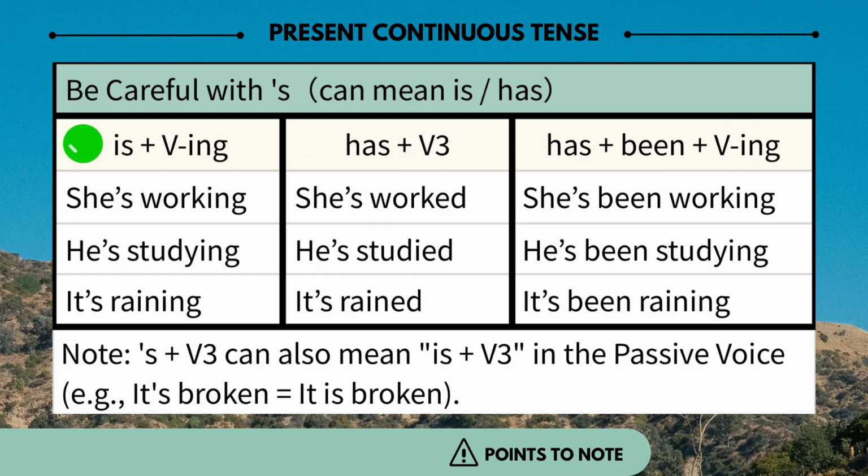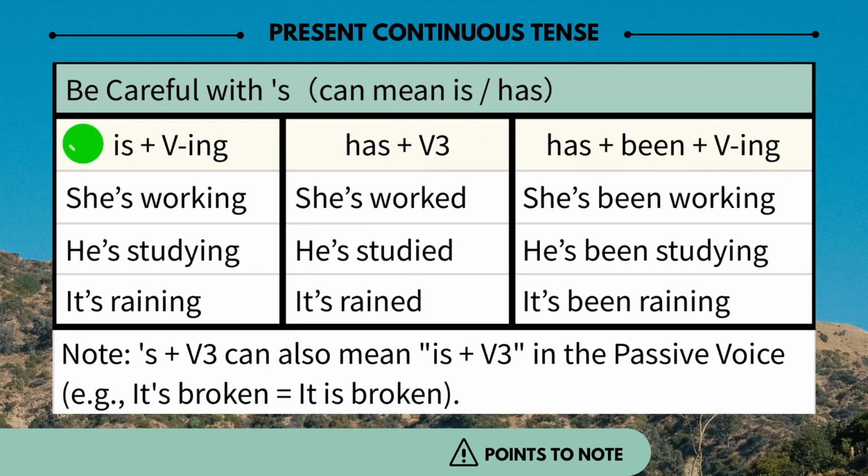1. When we see 's plus verb-ing, it usually means is plus verb-ing, which is the present continuous tense. Examples. She's working equals she is working. He's studying equals he is studying. It's raining equals it is raining. Example sentences. She's working right now. He's studying for the test. It's raining heavily.